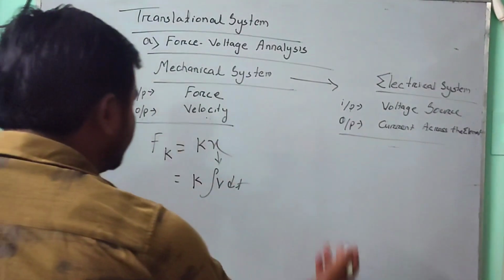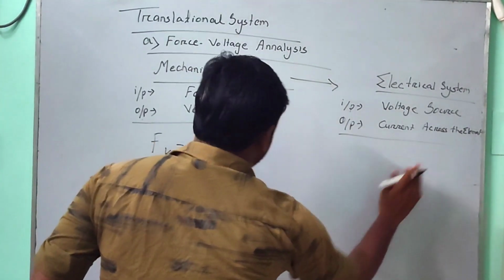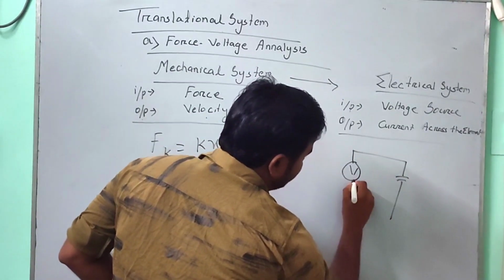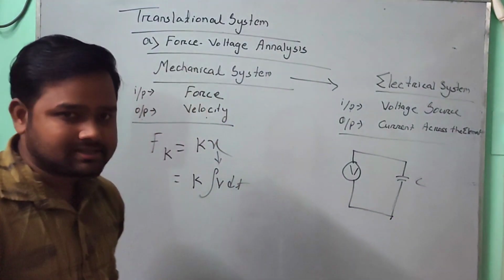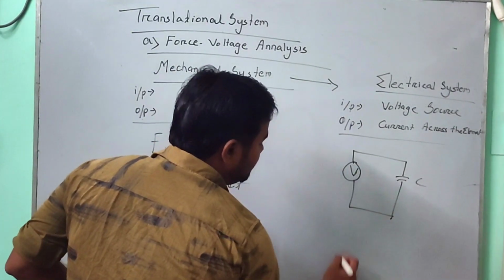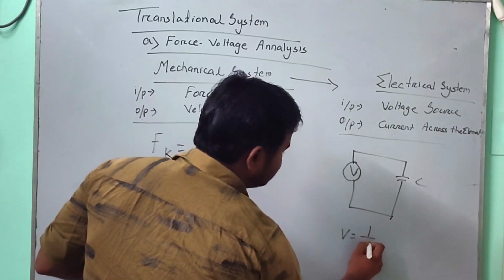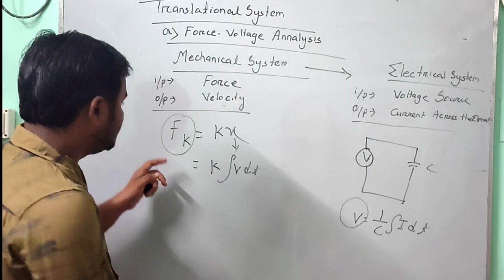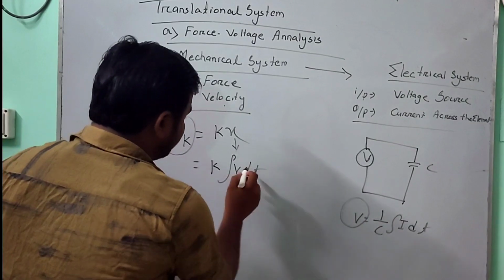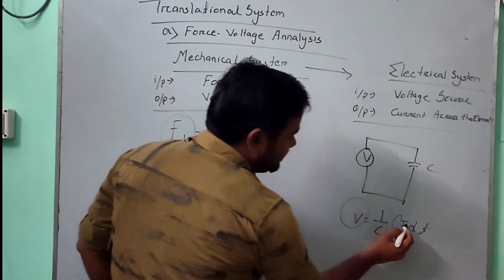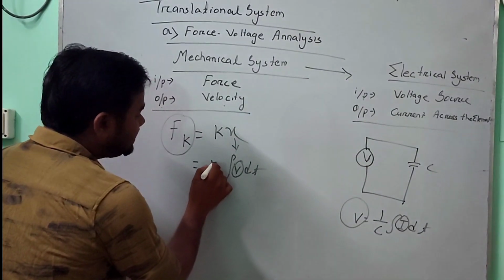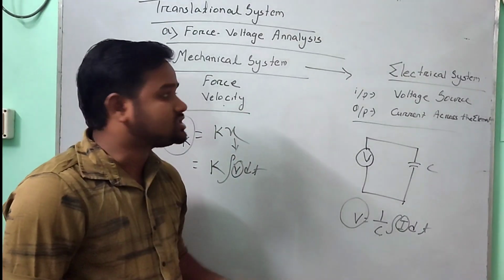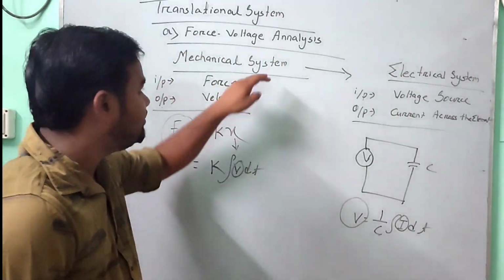If I convert this into an electrical system, the input is a voltage, and on the output side a capacitor is connected. The formula of voltage is equal to 1 by c integration of I dt. Here the force is converted into voltage, the output velocity is converted into output current, and the constant k is converted into the capacitance part. These three are the equations of the force voltage analysis in the mechanical system.